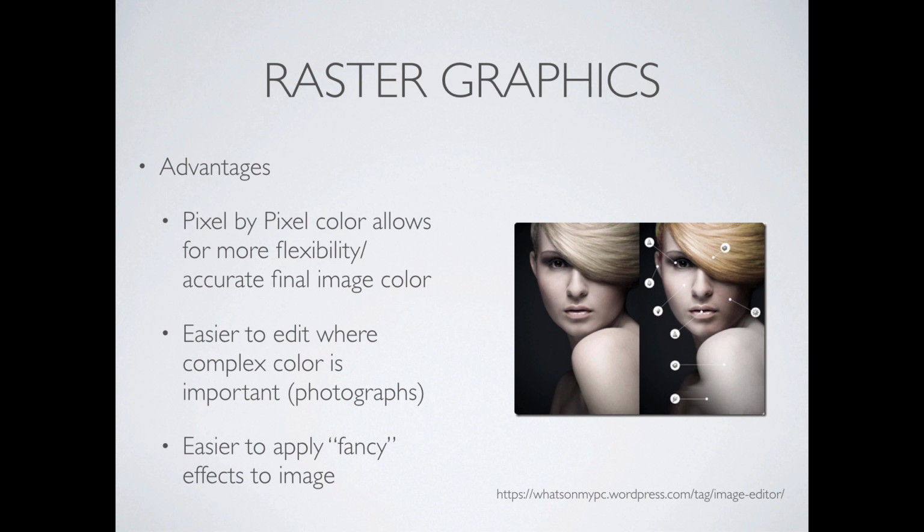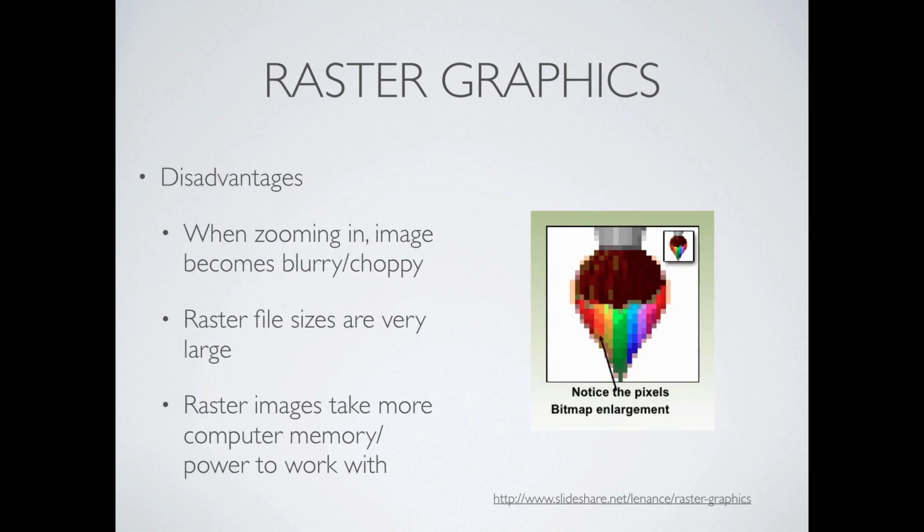It's easier to edit wherever there's complex color. So when you think about doing a clone stamp in Photoshop, you're just copying one colored square to another colored square. So it's really easy to do. Fancy effects, drop shadows, and whatever, also easy to apply because you're just altering the color of an individual pixel. Disadvantages are, however, as you zoom in, there gets to a point where the image is blurry. So it doesn't matter how large the raster graphic image is, at some point it will always get blurry. The closer in that it becomes, the blurrier it becomes.